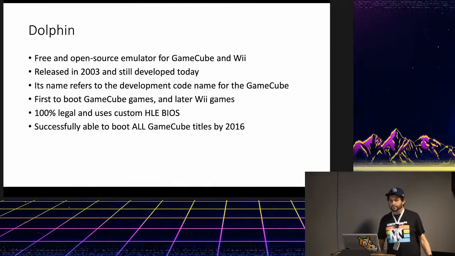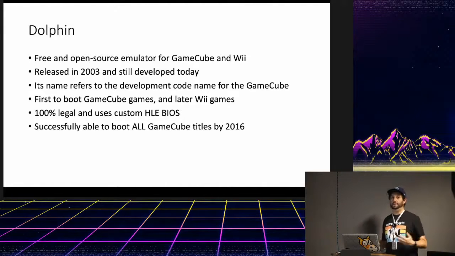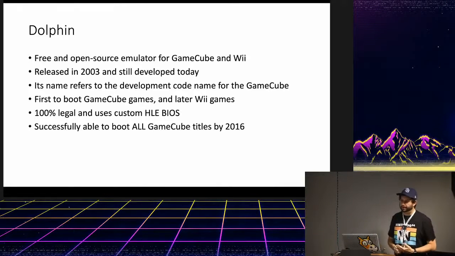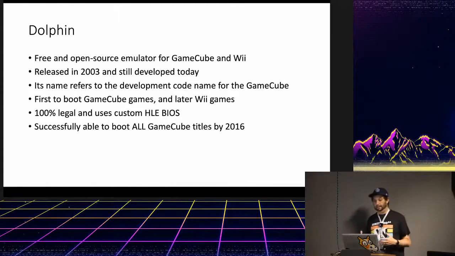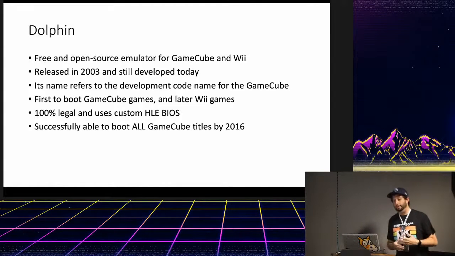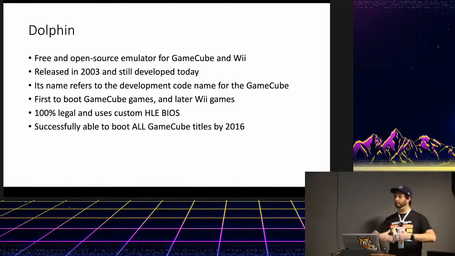All right, so the next one I want to give a big shout out to is called Dolphin. The Dolphin project is awesome. This was the one from 2003, I'm sorry. It's free and open source, but it didn't start out that way. It's the emulator of GameCube. In fact, the Dolphin name refers to the code name of GameCube at Nintendo while this was being developed, while the hardware console was about to be released.